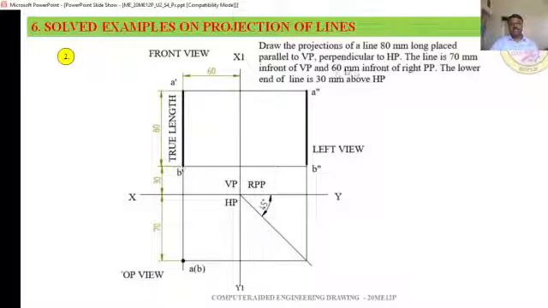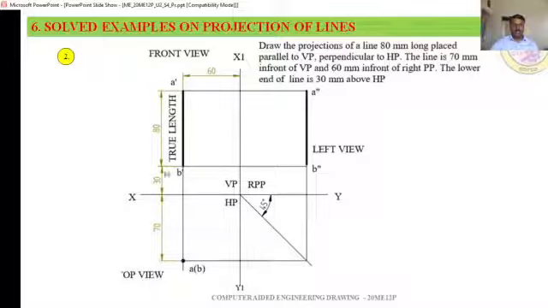Okay, and he is saying 60 mm in front of VP, the line is 70 mm in front of VP. Now you draw a vertical projector from this end. You measure 70 mm from here. Can you see here? 70 mm in front of VP. Locate a point. Mark it. Now to draw the top view, you have to look from this end.